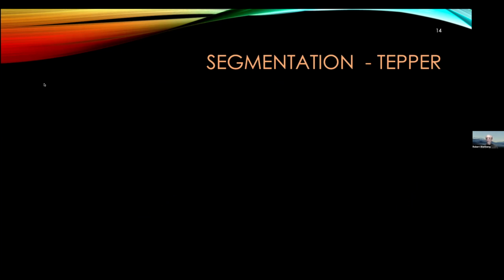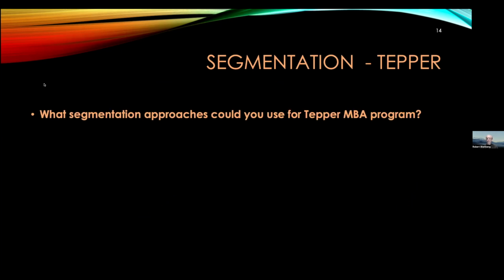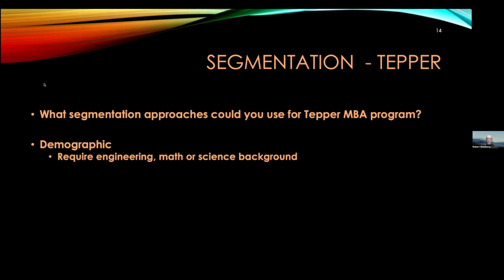Let me just mention Tepper for a second, segmentation. What segmentations could you use for the Tepper MBA program? And I just listed some for you, just to make it concrete in terms of an area you may know something about. Demographics require engineering, math, and science background. So when I was a student at Tepper, it was called GSIA. We had to have an engineering, math, or science degree. So I had a math degree, so I could get in.